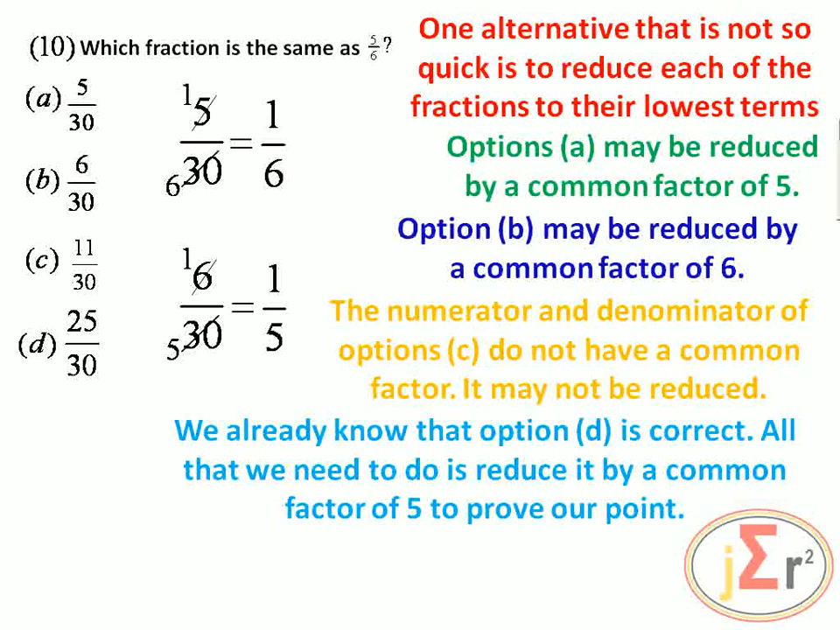We already know that option D is correct. All that we need to do is reduce it by a common factor of 5 to prove our point. So we will take 25 over 30 and reduce that by a common factor of 5. 5 into 25, 5 times. 5 into 30, 6. Right. The answer is 5/6. Therefore, we have shown that 25 over 30 is actually the same as 5/6.